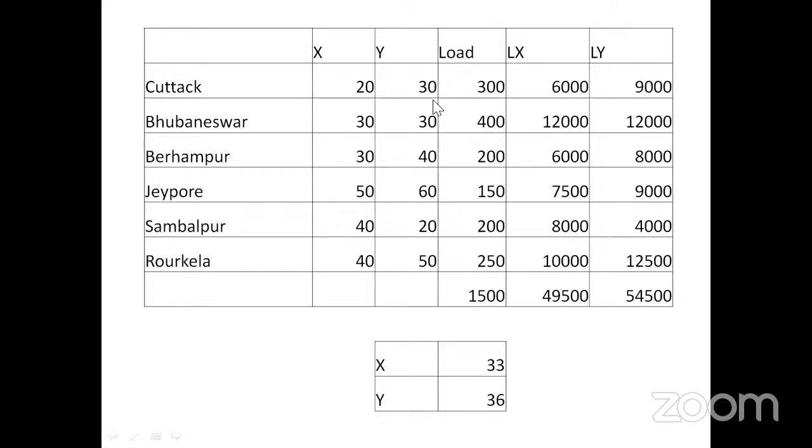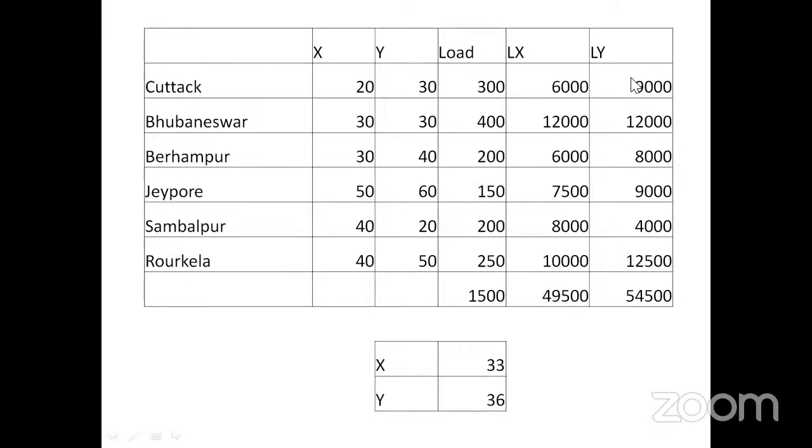What is L1 x1? 20 multiplied by 300. L2 x2, 30 multiplied by 400. L3 x3, 30 multiplied by 200. Like that. So this is L1 x1 up to Ln xn. So the total of that is 49,500.